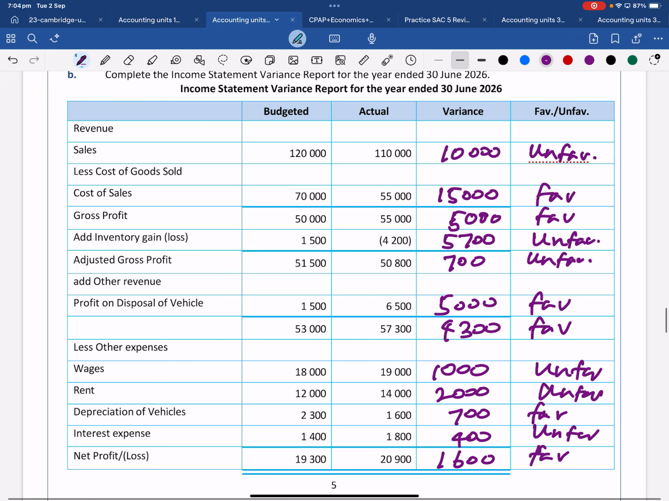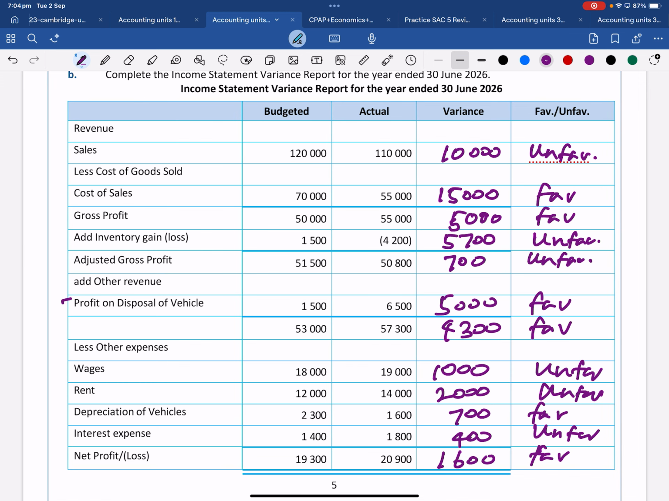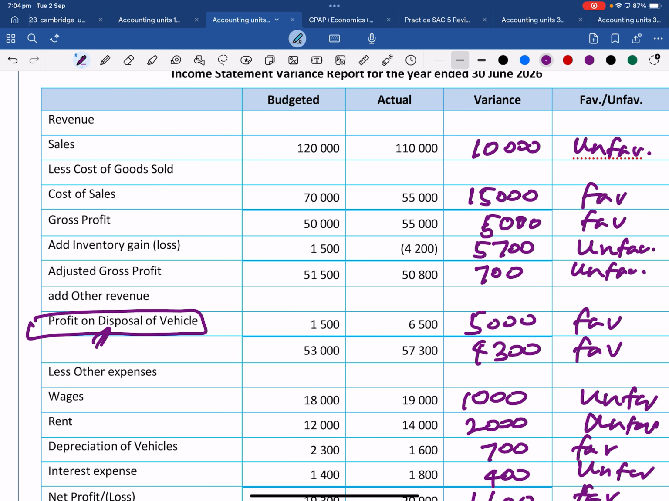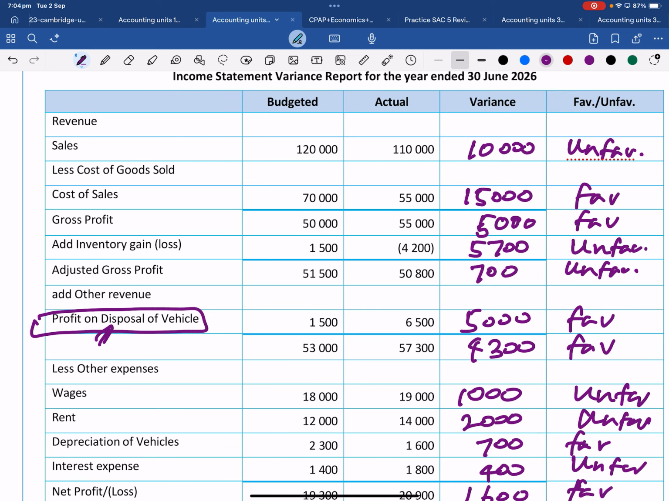Do you know the reason? Probably we might have sold a vehicle, which is reflected here. Disposal means we sold. Midway through the period, we can sell it at any time, so it didn't have the full time to depreciate. Otherwise, if we had two vehicles, we sold one. Make sense? Yeah.